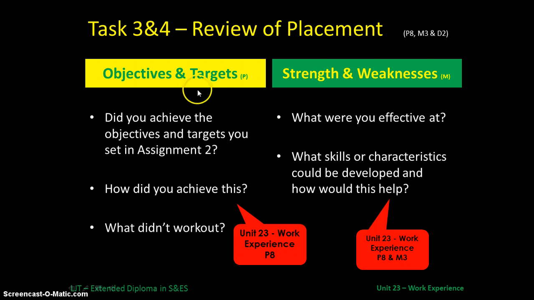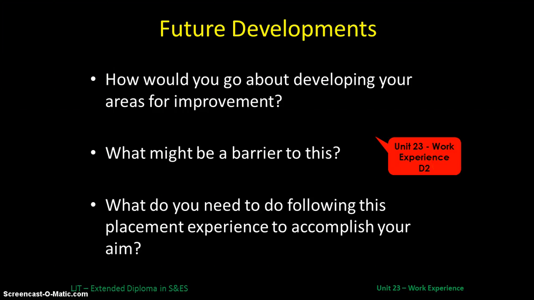That's for P8. You then need to go into more depth and actually review your strengths and weaknesses. So it could be that you achieved one of these targets because of one of your strengths, and you explain what that strength is. Or it could be that you didn't manage to achieve a certain target because there was an area that you need to improve on, or a weakness. So you need to think very carefully about what you were good at, what you were less competent at, and explain those things.